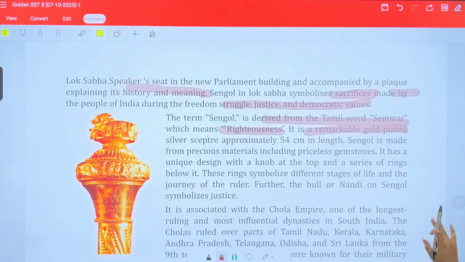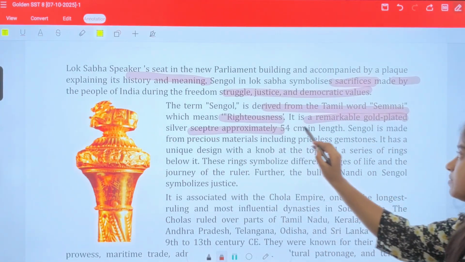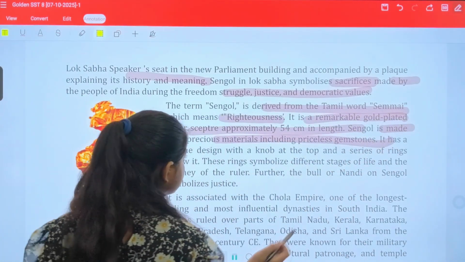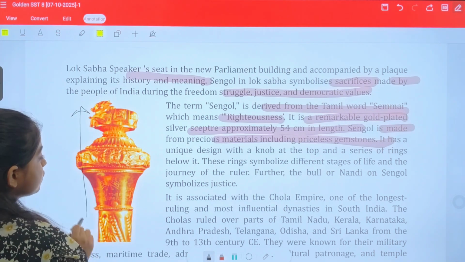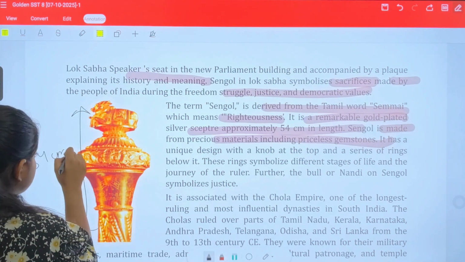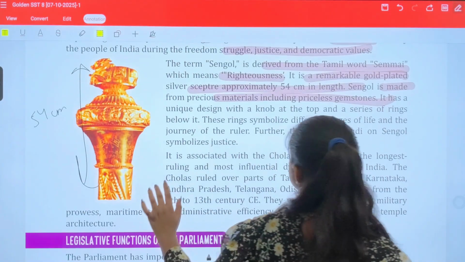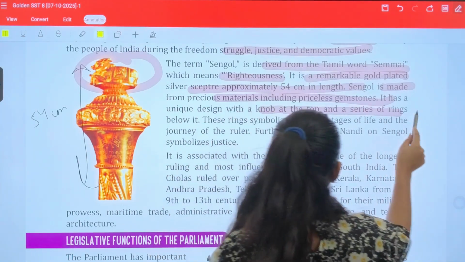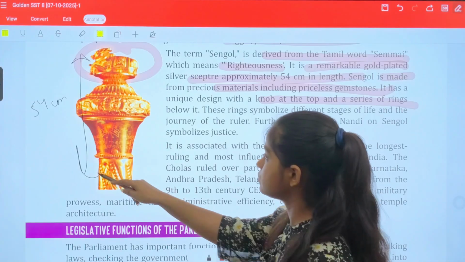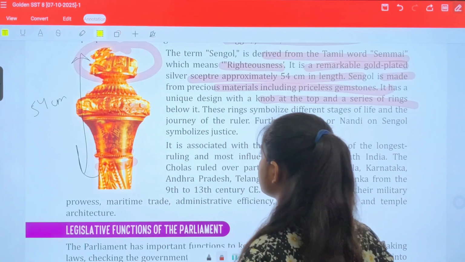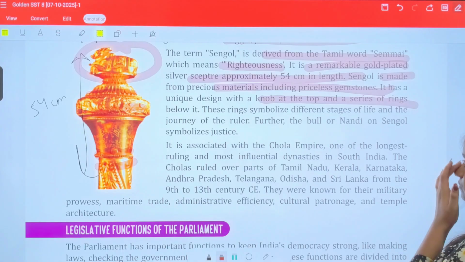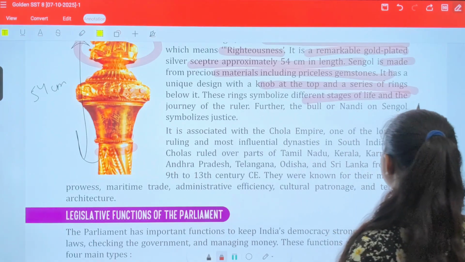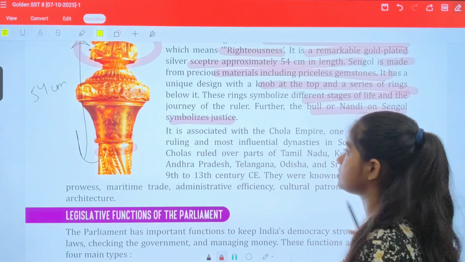It is a remarkable gold plated silver sculpture approximately 54 centimeters in length. Sengol is made from precious metal including priceless gemstones. It has a unique design, as you can see, with a knob at the top and a series of rings below it. These rings symbolize different stages of life and the journey of the rulers. Further, the bull of Nandi on Sengol symbolizes justice.